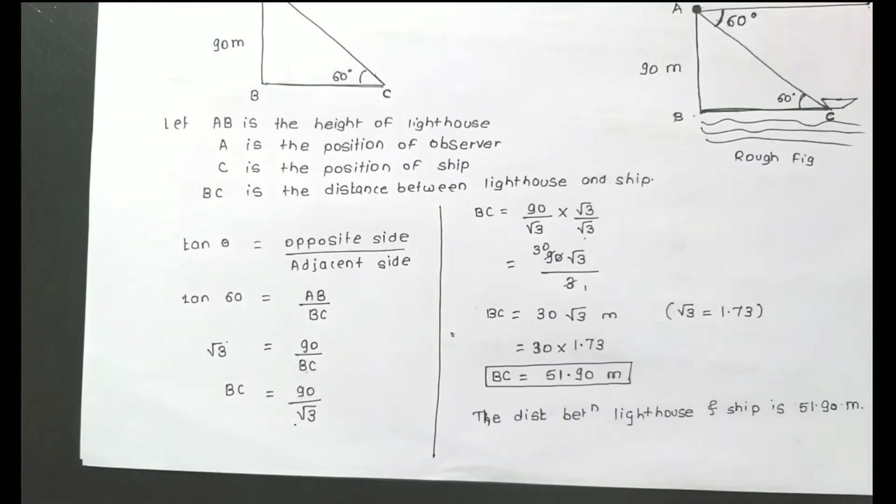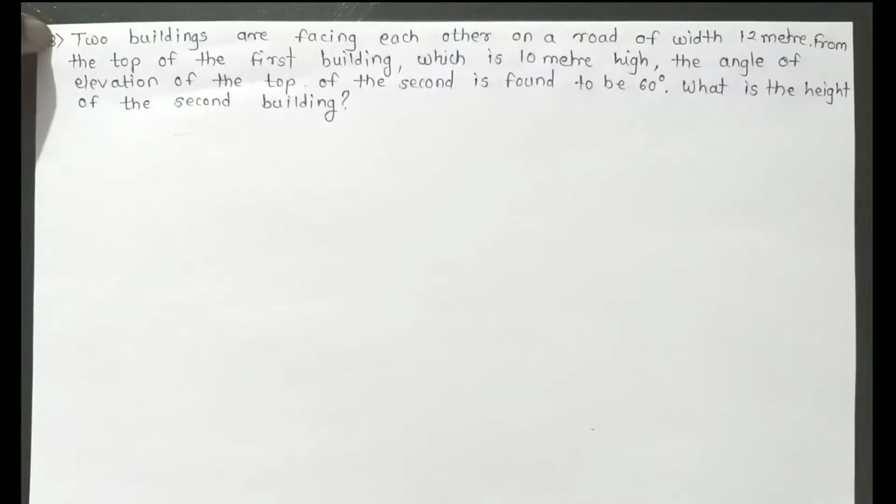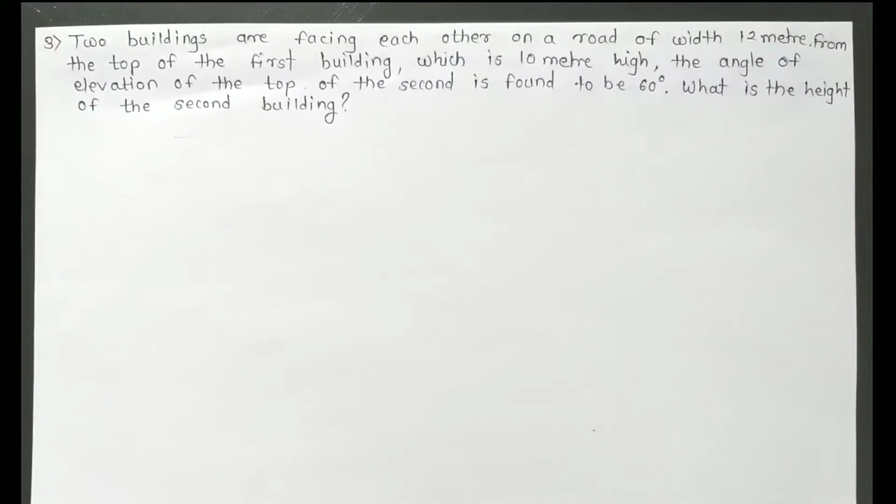Then let us turn towards third example. Now third example, two buildings are facing each other on the road of width 12 meter.